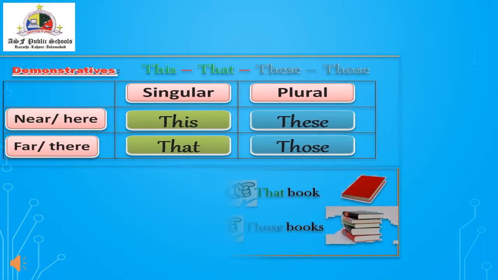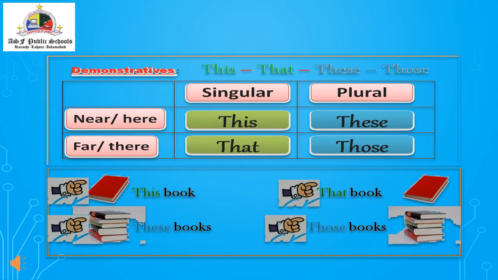Now look at this table kids. We use this and these for near or here nouns. Remember kids, these is the plural of this. We use that and those for far or there nouns. Remember kids, those is the plural of that.